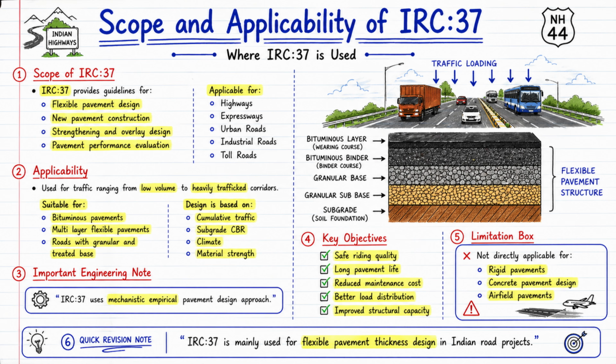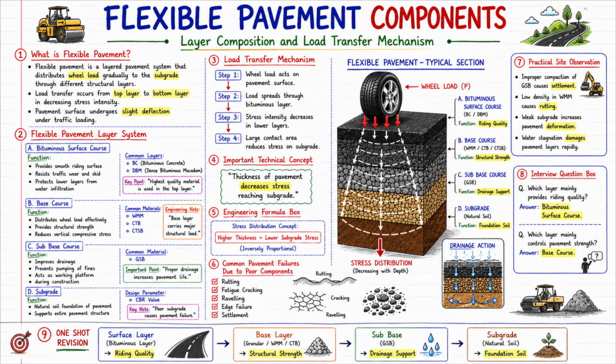Because in highway engineering, decisions are not taken by looking at the surface. It is taken after looking at the structural quality inside. Slide theme: flexible pavement components. So friends, till now we have understood what is IRC 37, where it is used, and what is its overall scope.